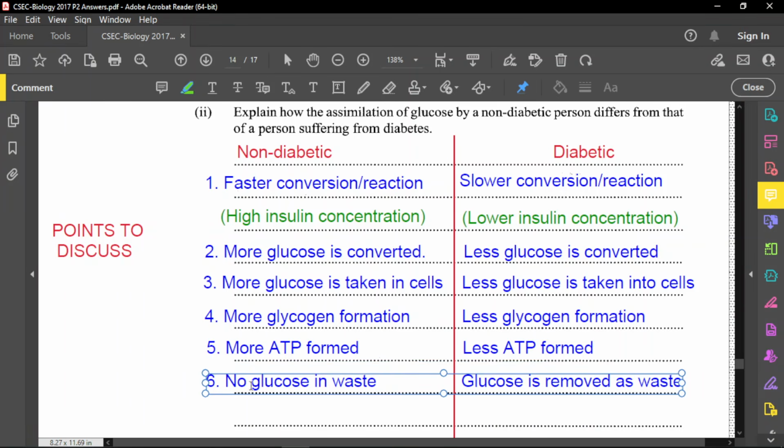And again, for a non-diabetic person, no glucose will be found in waste, such as in urine. All right. But for a diabetic person, glucose will be removed from the body as waste, and therefore you find glucose in the urine of a diabetic person.